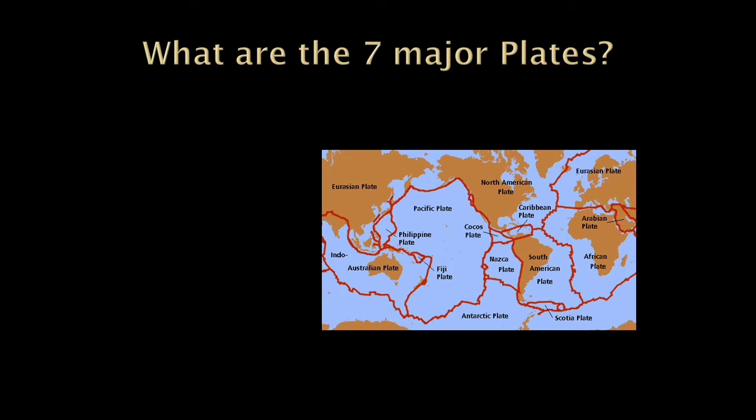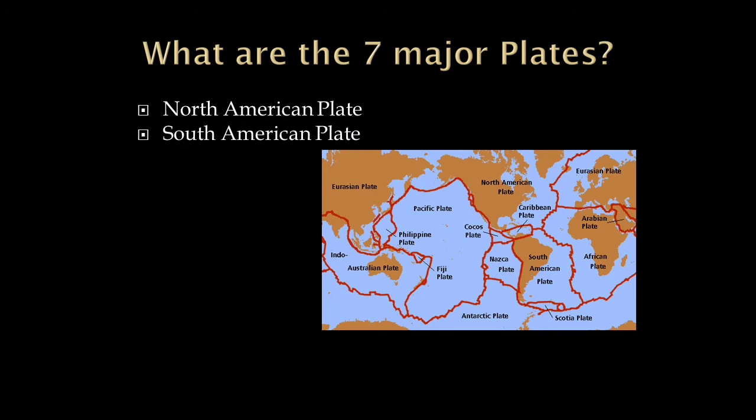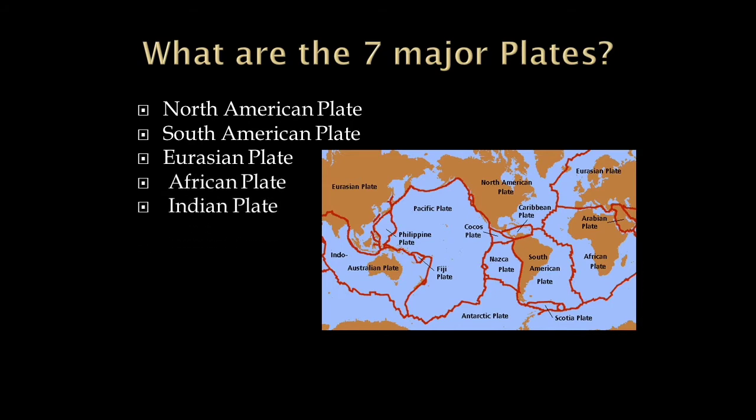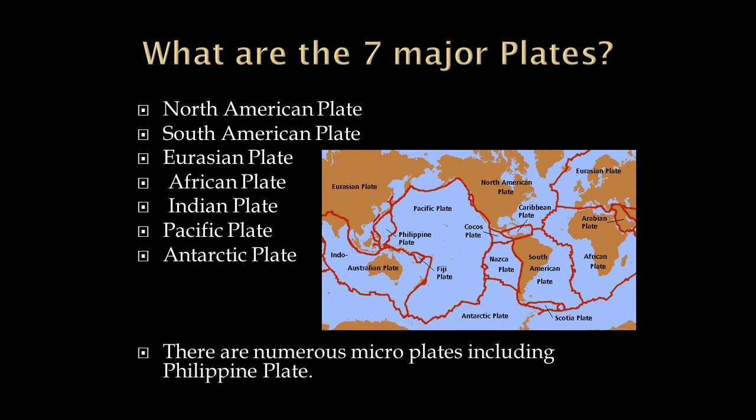What are the 7 major plates? As mentioned in your previous module, we have the North American plate, South American plate, Eurasian plate, African plate, Indian plate, Pacific plate, and Antarctic plate. These are the 7 major plates. But aside from that, there are numerous microplates, including the Philippine plate. As you can see in the diagram or picture, we have numerous plates.